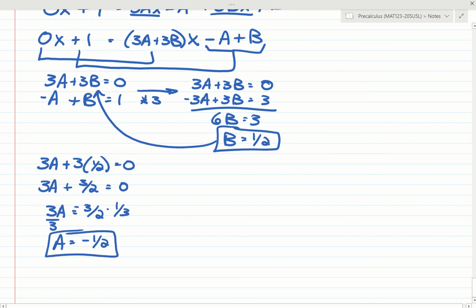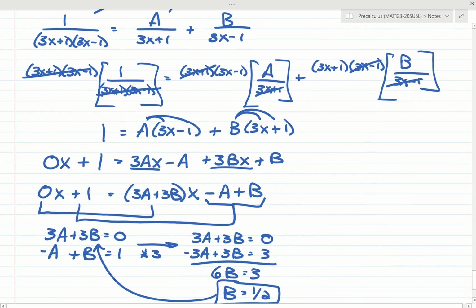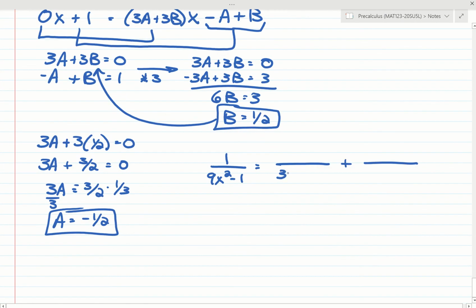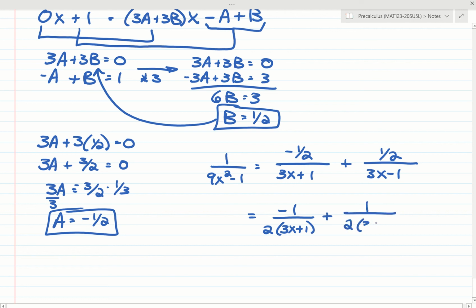So what would our answer be? 1 over 9x squared minus 1, we broke down into two fractions. Our denominators were 3x plus 1 and 3x minus 1. We know that a was negative 1/2, b was 1/2, but a more proper way to write this would be negative 1 over 2 times 3x plus 1 plus 1 over 2 times 3x minus 1. That would be the best way to write our answer.